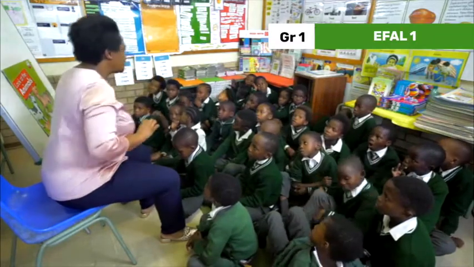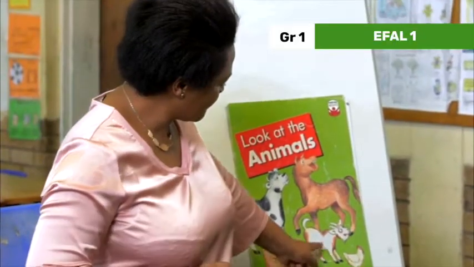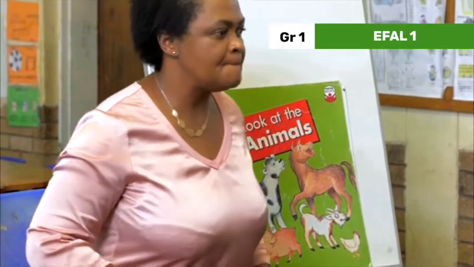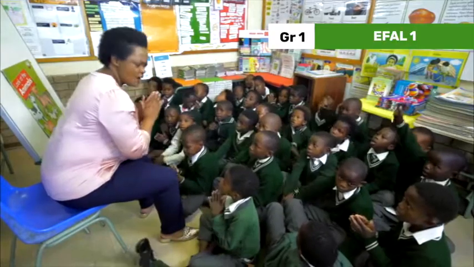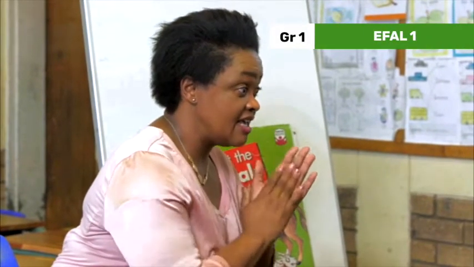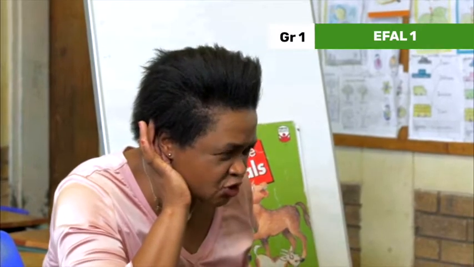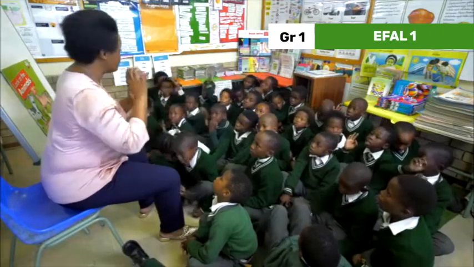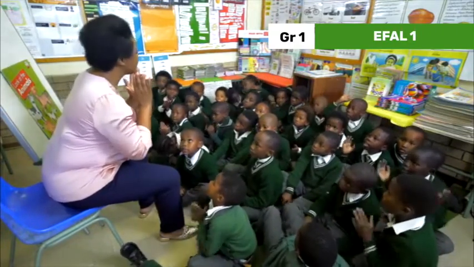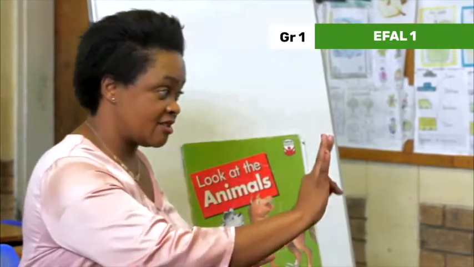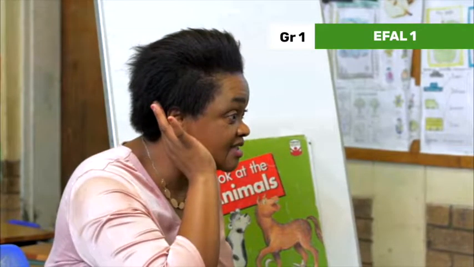Let me see, which animal must I pick? I'm going to pick this one. Pig. Pig. How many sounds can we hear there? Three. Can you clap them? Three. Clap for them. Pig. Again. Pig. Yes, very good. There are three sounds, right?